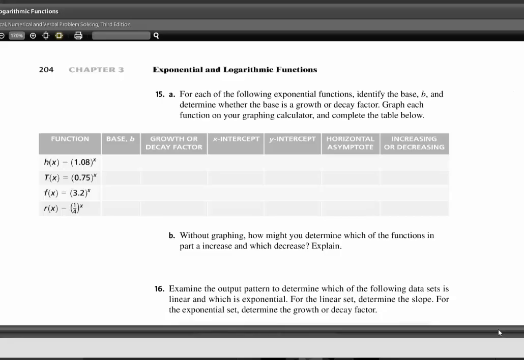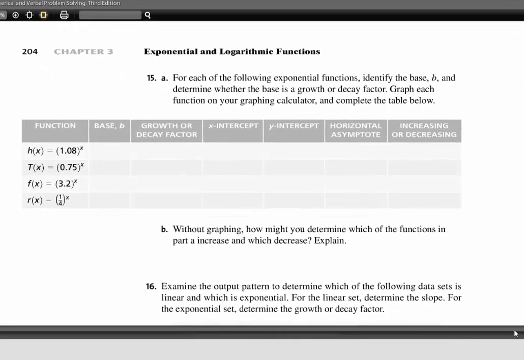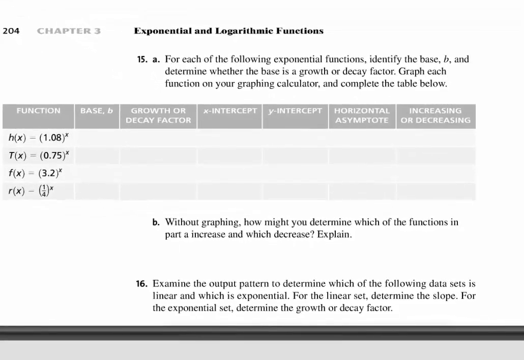This is the fourth and final video for activity 3.1. For this exercise, we're given a table. I like to actually use this table on quizzes and tests because they're asking you to do a lot with a little bit of information.